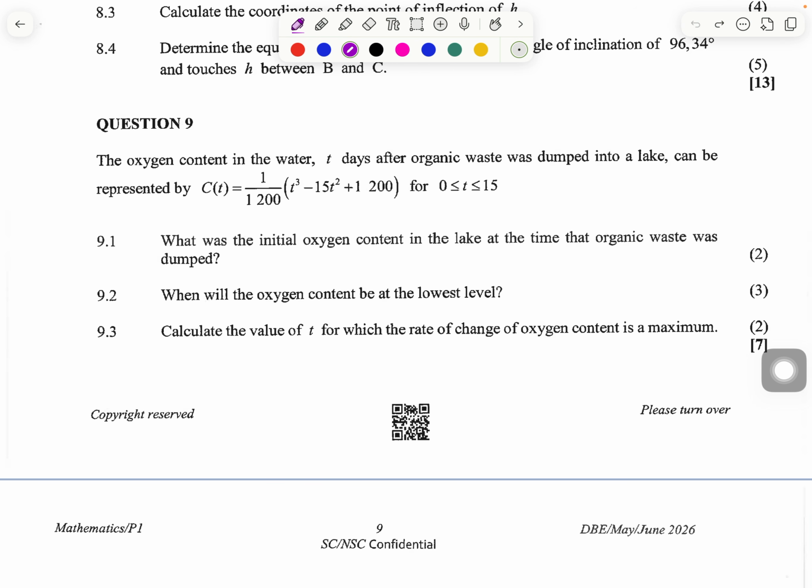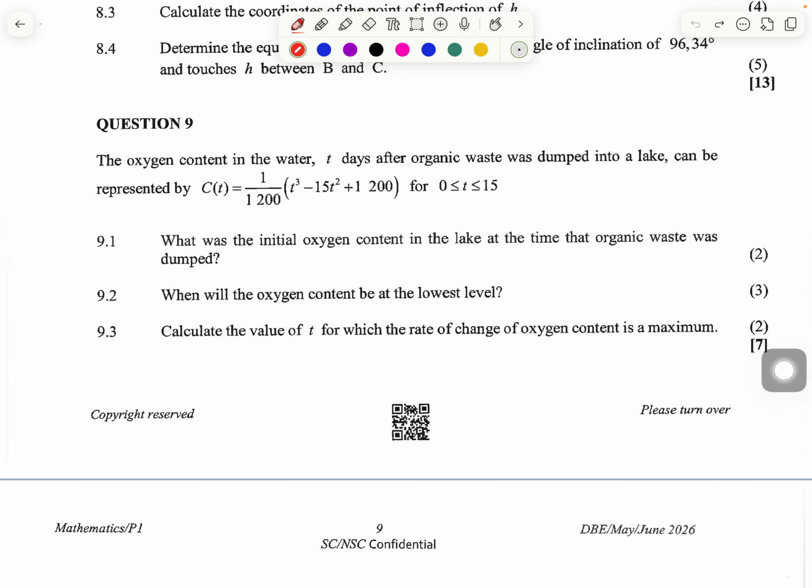They say that the oxygen content in the water t days, so t is in days now, after organic waste was dumped into a lake, can be shown by this equation. Okay, so the time is between 0 and 15 days, because t is for days.